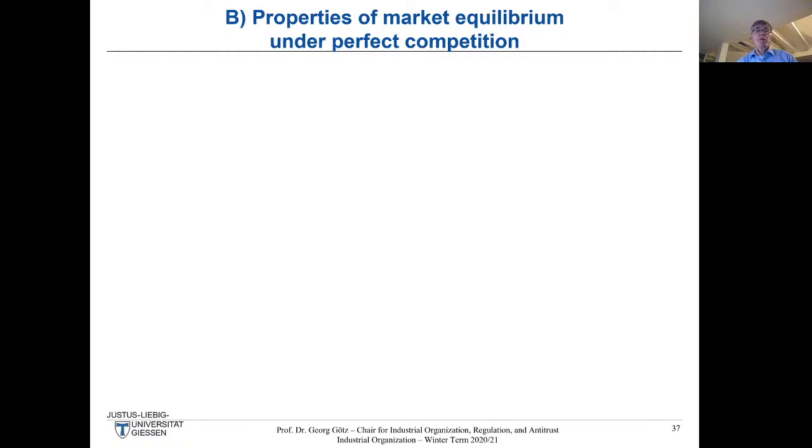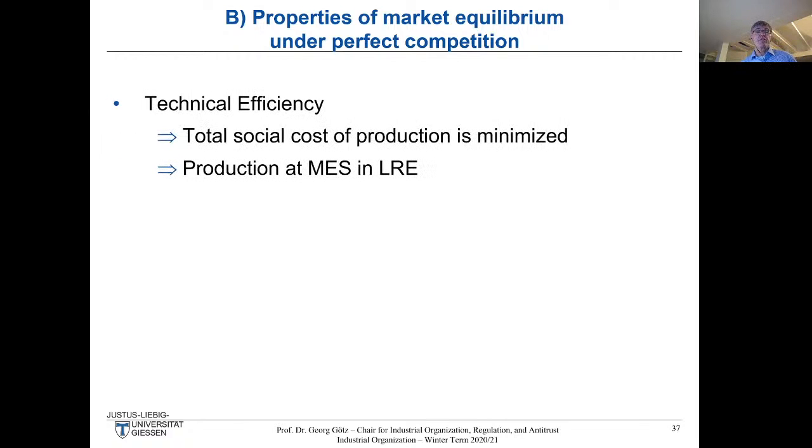The properties of market equilibrium under perfect competition. After going through the details of this canonical partial equilibrium model, we look into our efficiency properties, once we have derived what consumer surplus is, and what you already know from your undergraduate studies, and what we showed yesterday when we looked into perfect competition. We saw that production is at the most efficient scale in the long run equilibrium. That means we are at the minimum of the U-shaped average cost curve. That means that total social cost of production is minimized, and that means that we have technical efficiency, or as it's sometimes called, productive efficiency.